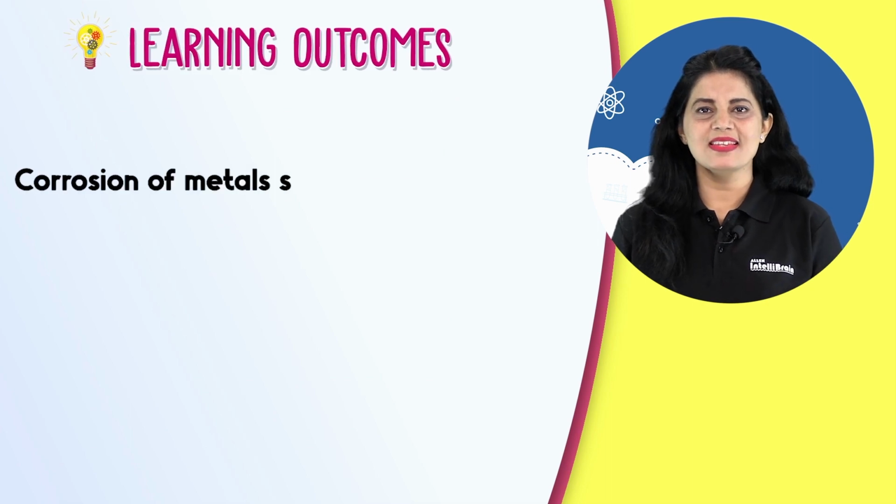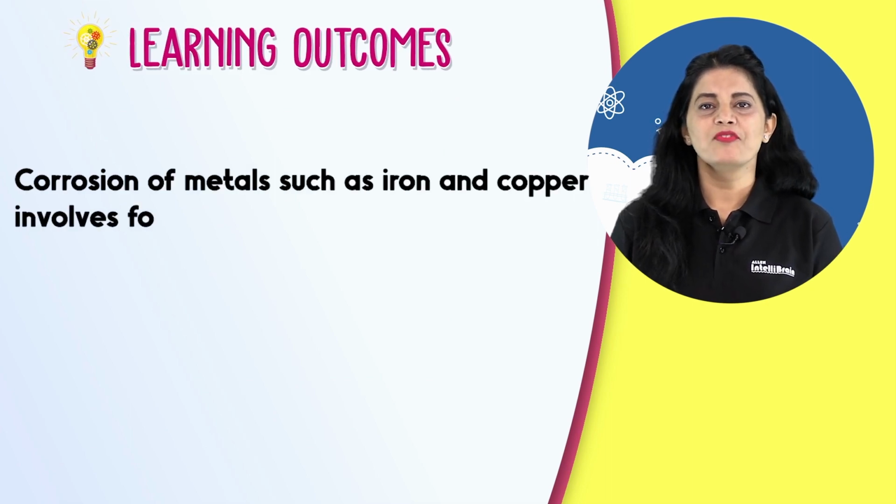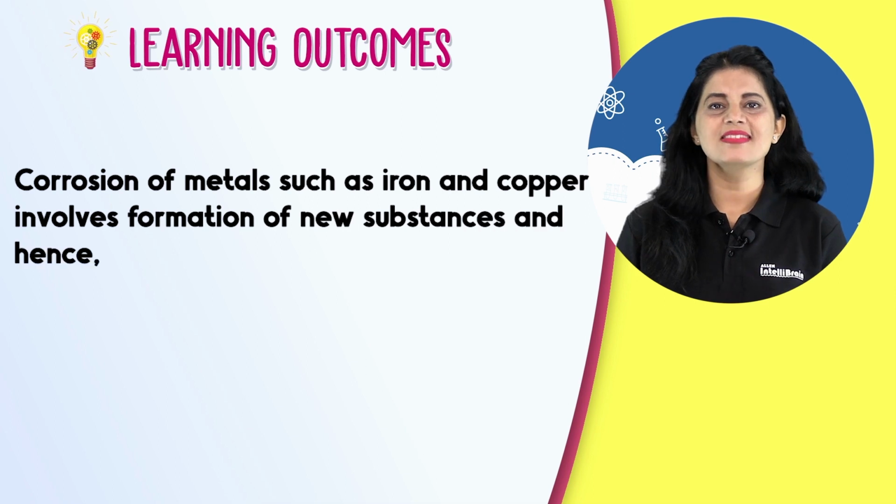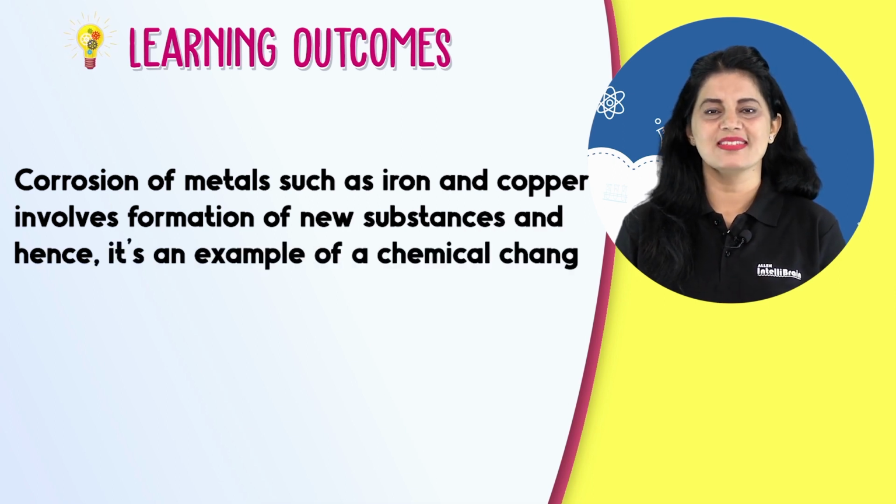Corrosion of metals such as iron and copper involves formation of new substances, and hence it's an example of chemical change. Visualize science with IntelliBrain and fall in love with learning.